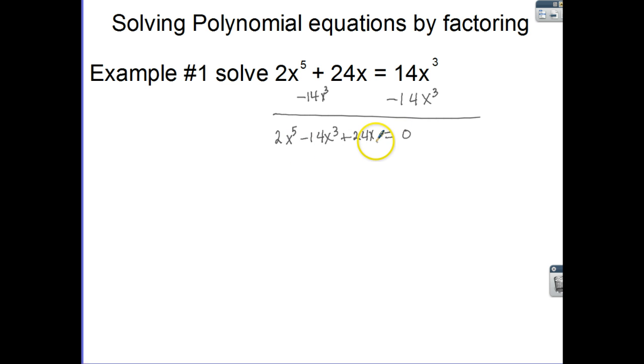Step 2 is factor what you see. Now, what do you see here? Well, it's a trinomial. Looking for common factors, they all have x, and I think they all have 2, so I can take a 2x out. And I'm left inside with x to the 4th minus 7x squared, plus 12 equals 0. All right, I'm looking at this trinomial.